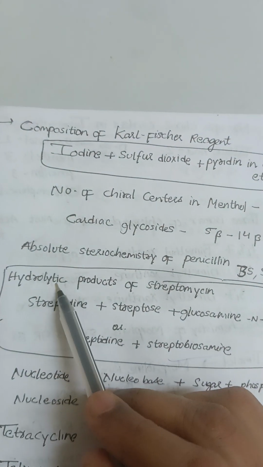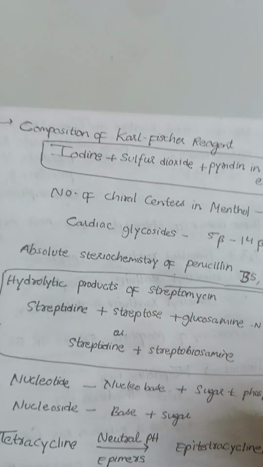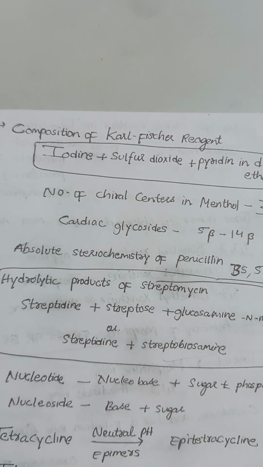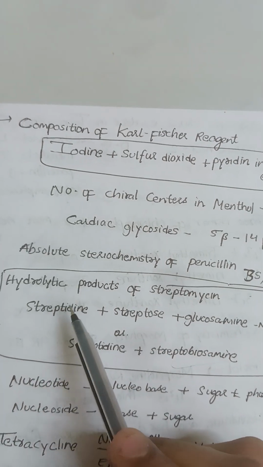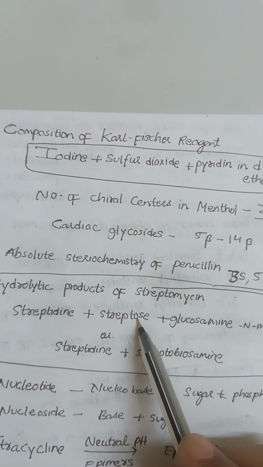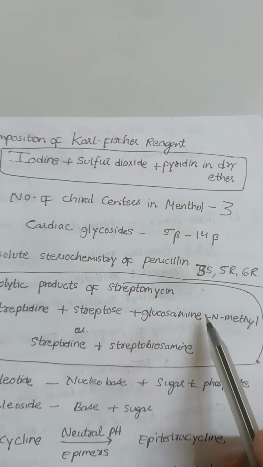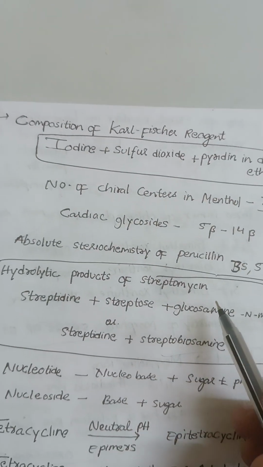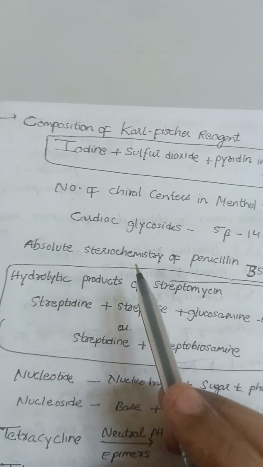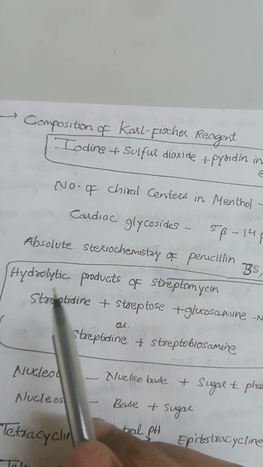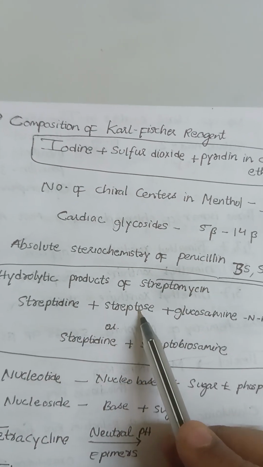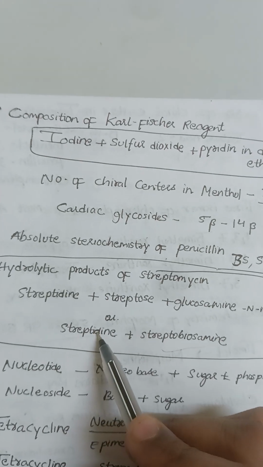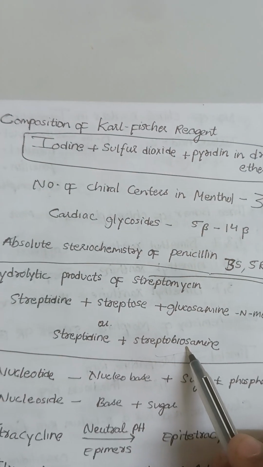And again, the hydrolytic products of streptomycin. Generally, streptomycin undergoes hydrolysis to give some compounds. Those compounds are streptidine plus streptose plus N-methyl glucosamine. Very important, I'm repeating, very important for NIPER also. The hydrolytic products of streptomycin are streptidine plus streptose plus N-methyl glucosamine, or streptidine plus streptobiosamine.